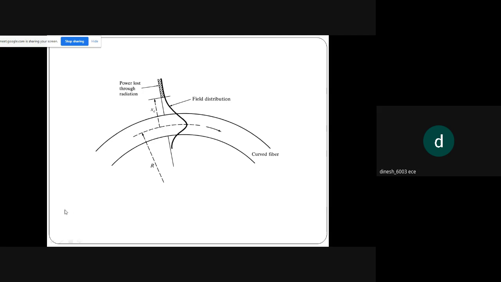The fiber which is going in this direction tends to turn in this direction. The optical wave that travels like this tends to hit here, against the curve. Then it has to turn. But rather than turning, some of the power is lost here at XC. This is your macro bending loss.